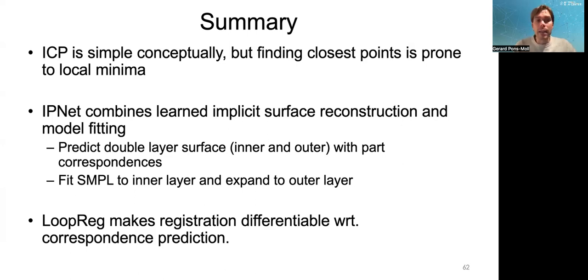Just to recap, IPNet is based on predicting a double layer surface for the inside and the outer part of the surface, and it also predicts correspondences as discrete part labels. Then you can fit the SMPL to the inner layer and expand it to the outer layer to obtain good results. And then we've shown that an even more elegant formulation is LoopRec, which differentiates with respect to the correspondences and the model parameters jointly. And we've seen how adding more and more unsupervised data leads to benefits and more accuracy.